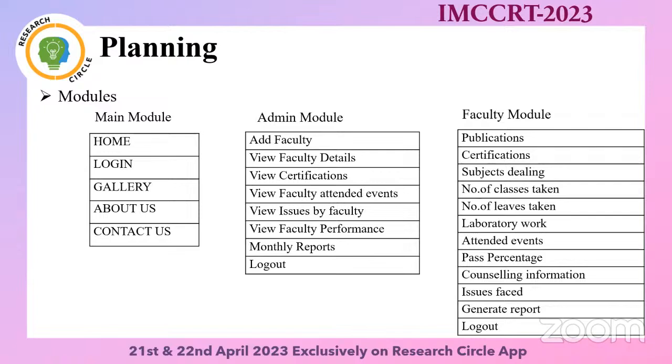As the admin module, he has the capacity to add the new faculty, and view faculties, which contains all faculty details in this system, and view certificates, which contains how many faculties have done certificates. Suppose top domains like machine learning, some of the faculties will be doing them for their knowledge improvement. At that time, it will be entered. It contains the events the faculty attended, like STVB seminars, all these will be there. These are the brief introductions about the modules.